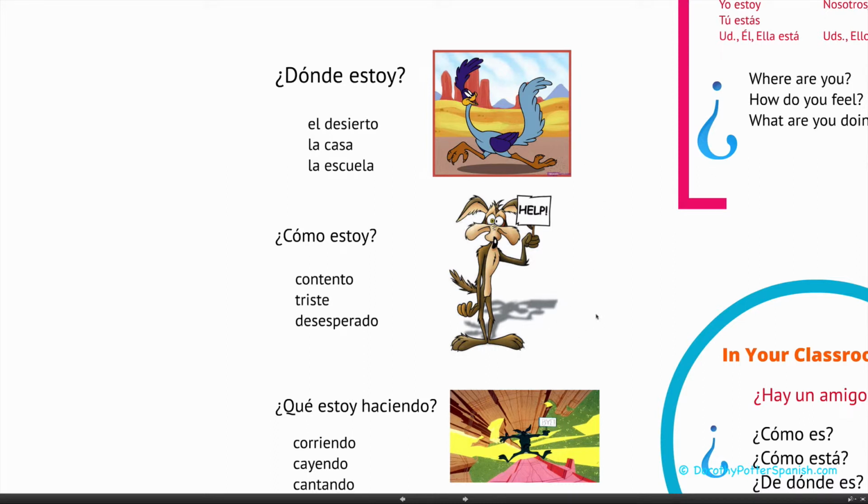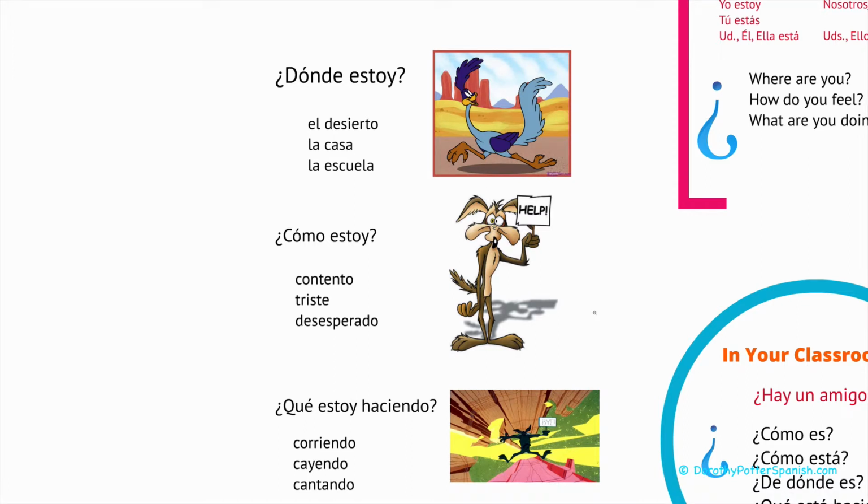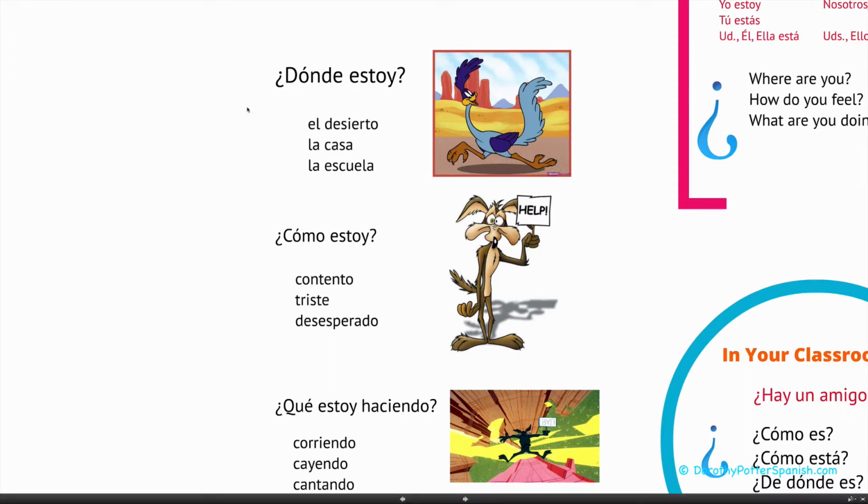Roadrunner and Wile E. Coyote to see what's going on and to see where they are and how they're doing. Try to answer the question. ¿Dónde estoy? Asks Roadrunner. Where am I? ¿Dónde estoy? Where am I? El desierto, the desert. La casa, the house. La escuela, the school. ¿Dónde estoy?